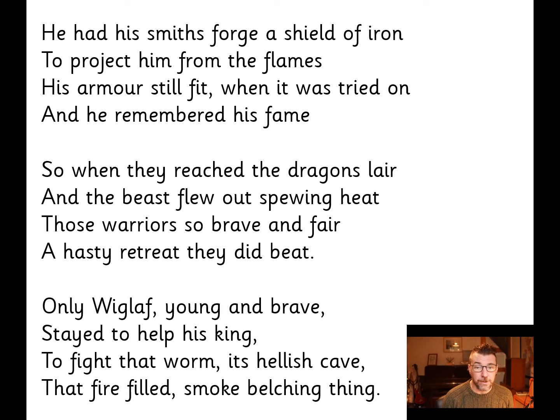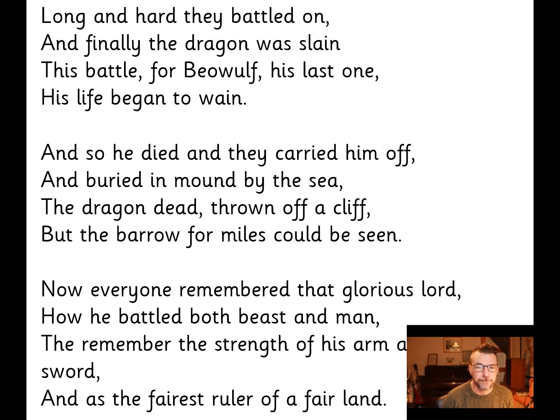So when they reached the dragon's lair, and the beast flew out spewing heat, those warriors so brave and fair, a hasty retreat they did beat. Only Beowulf, young and brave, stayed to help his king, to fight that worm, its hellish cave, that fire-filled, smoke-belching thing. Long and hard they battled on, and finally the dragon was slain. This battle for Beowulf, his last one, his life began to wane. And so he died, and they carried him off, and buried in a mound by the sea.